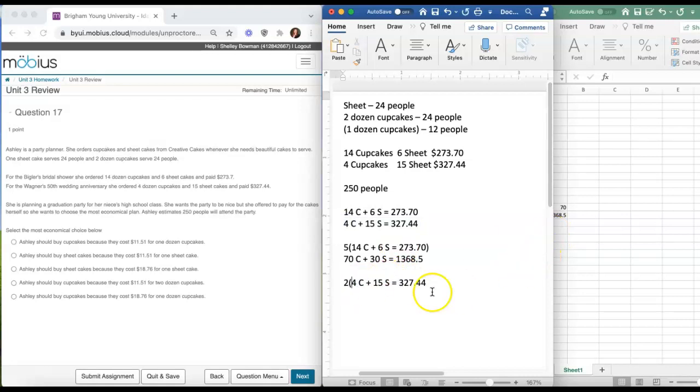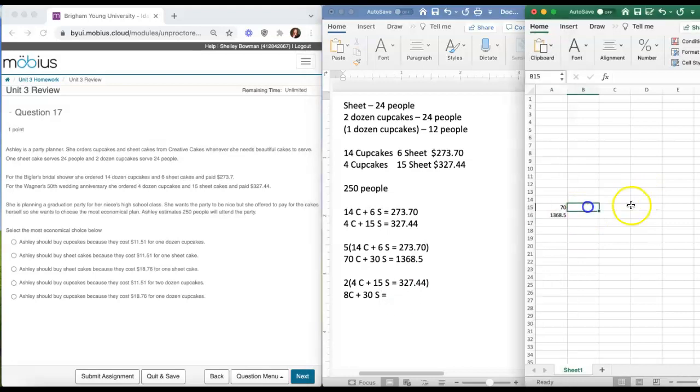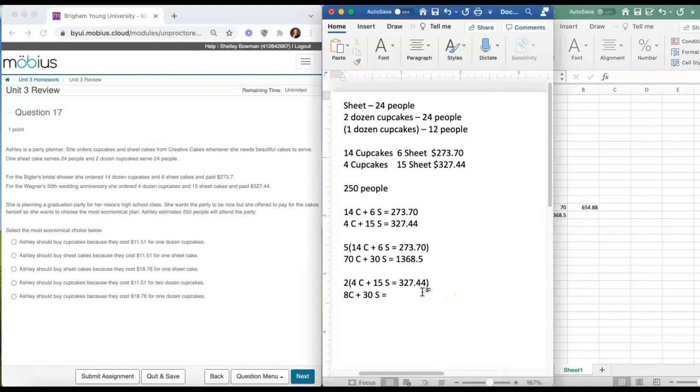2 times every single term, and we get 8C plus 30S equals, and I'm going to put this over here so I can see it when I click on it, 327.44. And let's multiply this by our 2. So we end up with 654.88. All right, now we would be multiplying one of these by a negative sign so that when I add them together, I'll be eliminating things.